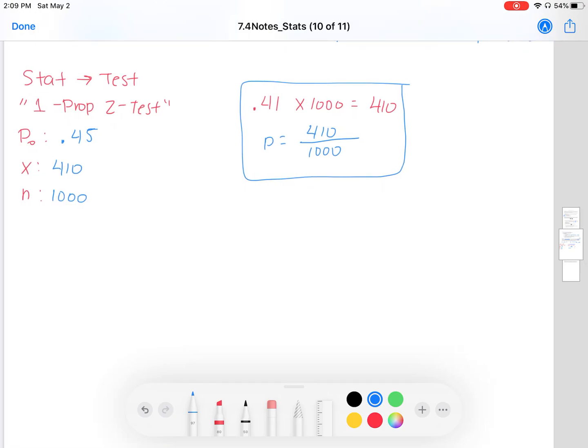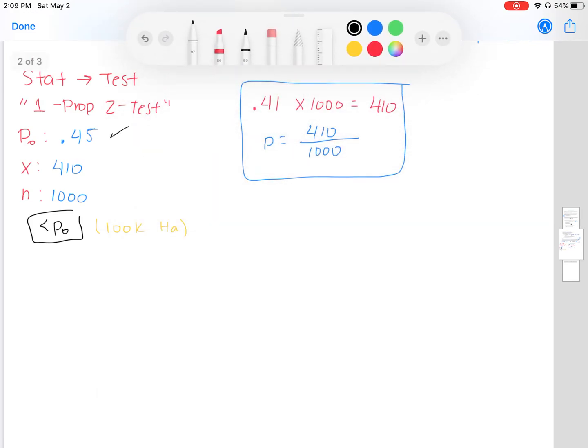Lastly, we have to determine our tail. Because our Ha is less than 0.45, we want to choose the one that looks like this, a less than the p0. And again, if you're unsure, you want to look at your alternative hypothesis. All right, you press calculate, and be careful because it's going to tell you your p hat and your p. We want p, not p hat.